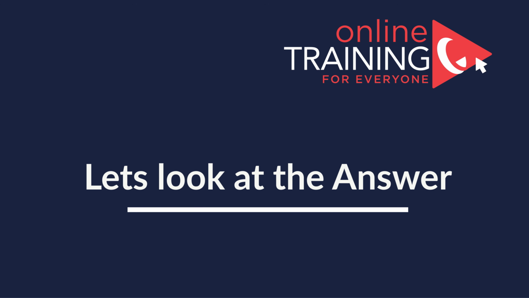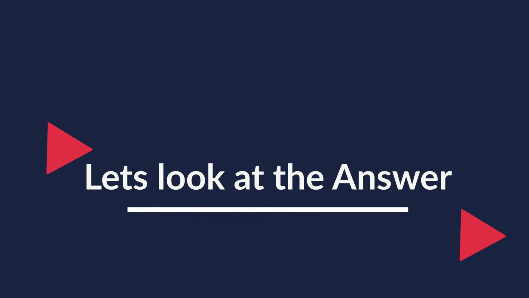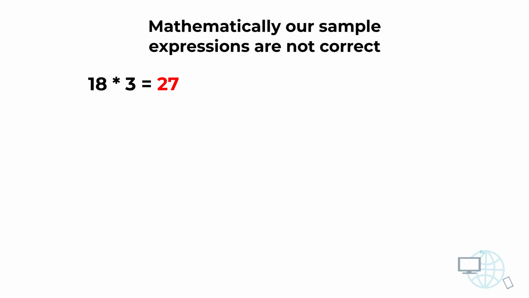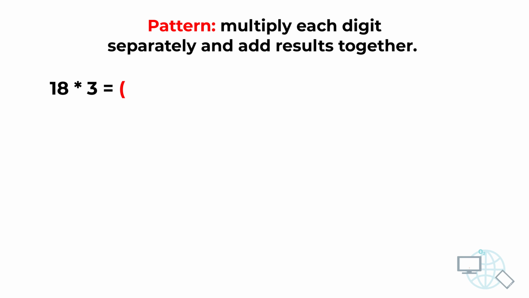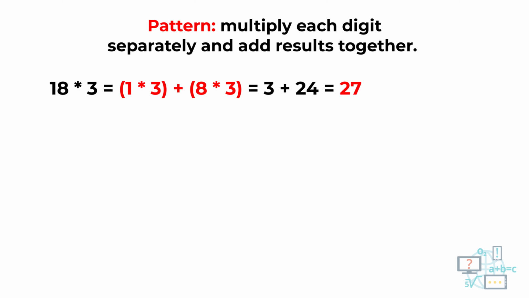Even though mathematically our sample expressions are not correct, for example, 18 by 3 is not equal to 27, if you multiply each digit separately and add the results together, you will get to the result you need. For example, 18 by 3 should be processed as 1 multiplied by 3 in parentheses plus 8 multiplied by 3 in parentheses, which would be equal to 3 plus 24, which would be equal to 27.